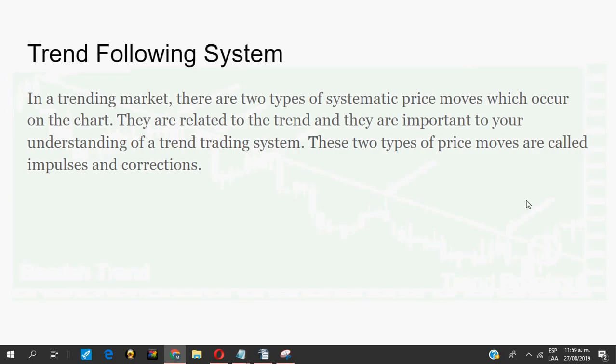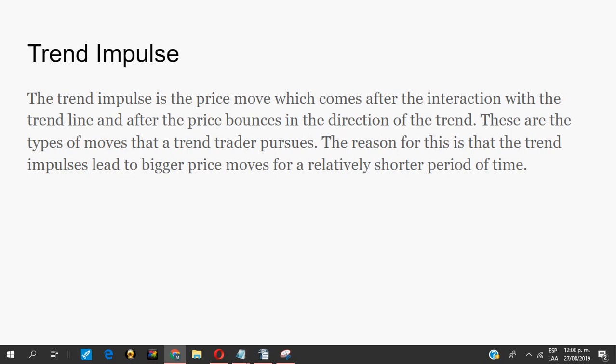What is a trend following system? In a trending market, there are two types of systematic price moves which occur on the chart. They are related to the trend and they are important to your understanding of a trend trading system. These two types of price moves are called impulses and corrections. Trend impulse. The trend impulse is the price move which comes after the interaction with the trend line and after the price bounces in the direction of the trend. These are the types of moves that a trend trader pursues.